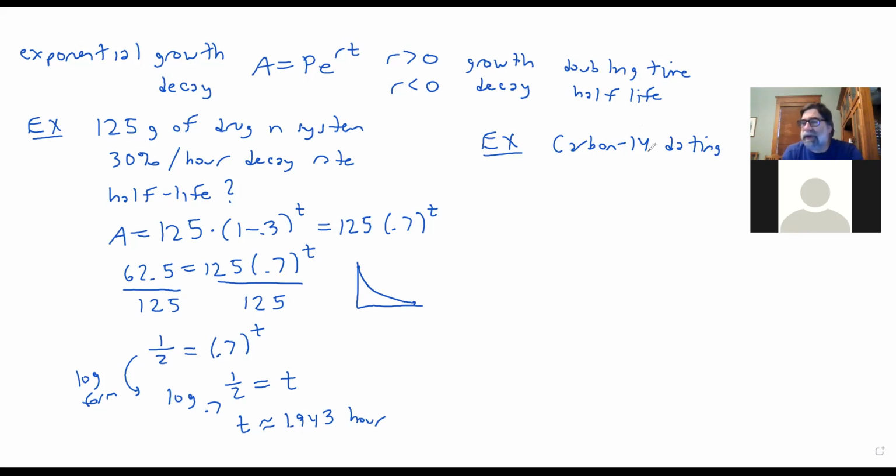For this one, you need to know what the half-life of carbon-14 is, and that's given to you. It's 5,730 years. Because of this, we can use a similar calculation as we did down here and come up with the actual formula that's going to give us what percent of carbon-14 remains after a certain number of years. And the formula looks like this.